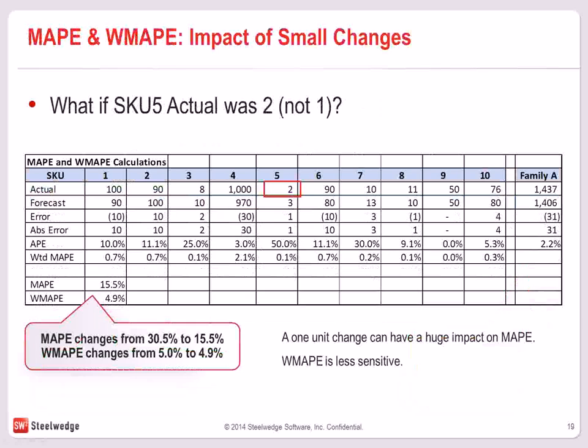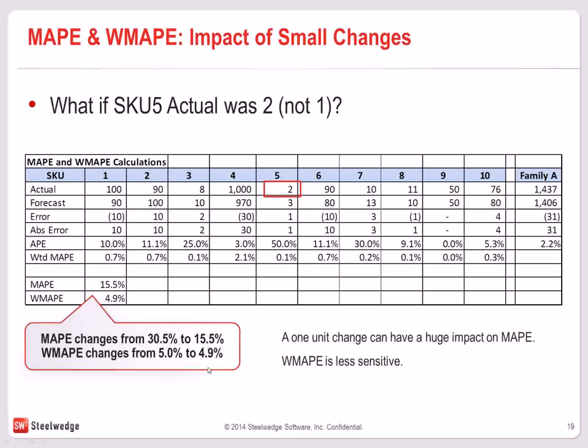So let's take a little what-if scenario and say, well, for that item number 5, let's say that instead of it being a 1-unit actual, that it was 2 units. So in this case, it's only a change of 1 unit, but it can have a pretty dramatic effect on the MAPE calculation. So we'll see in this calculation where we had been showing a 2% error, we now show a 50% error. Well, when we calculate the MAPE value, it goes down to 15.5%. So a very significant change in the MAPE statistic, even though all we did was change the actuals by 1 unit.